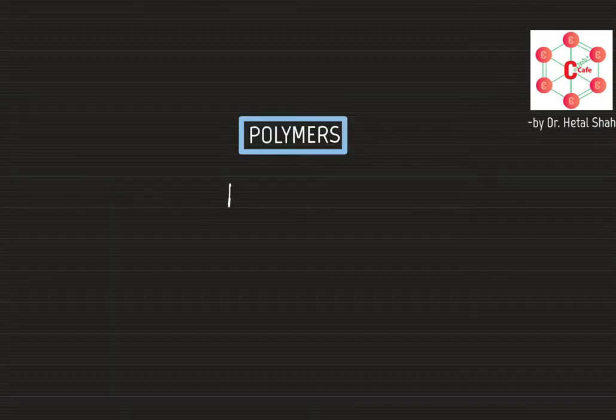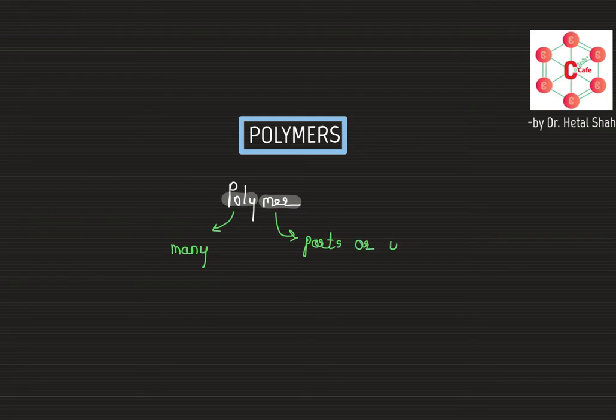The term polymer is formed by two Greek words. There are two Greek terms involved here. Poly means many and mer means parts or units. Thus, polymers are big molecules in which there are many units coupled together, right? Let us give the definition of polymers then.